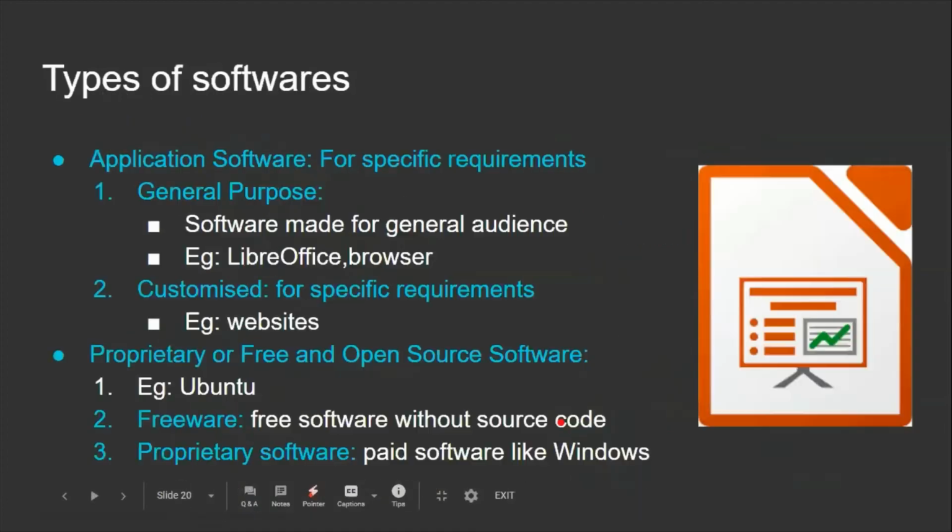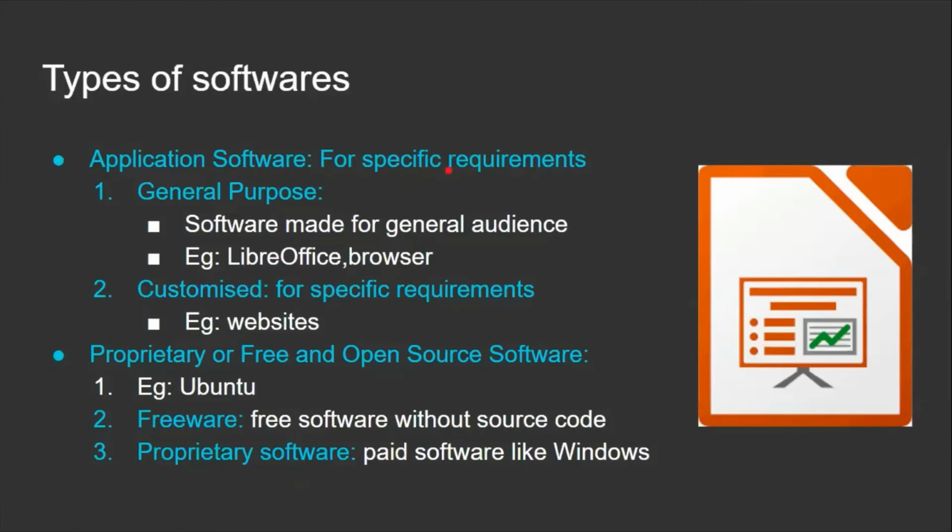Right. So now we're going to talk about the types of software. There are two main types: application software and proprietary. Actually, there are more than two types. These are the first two types: application software, and proprietary and free and open source software. So application software is for specific requirements.